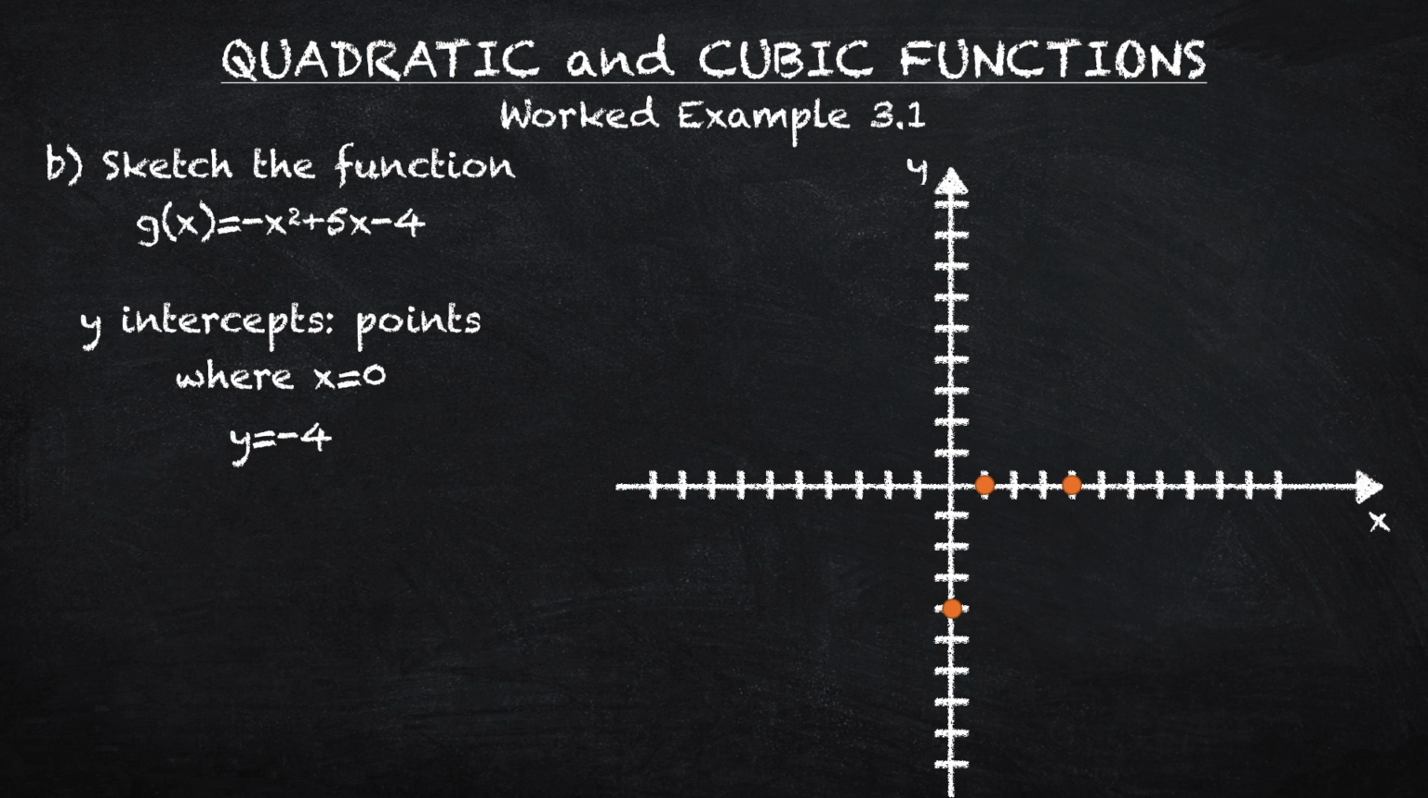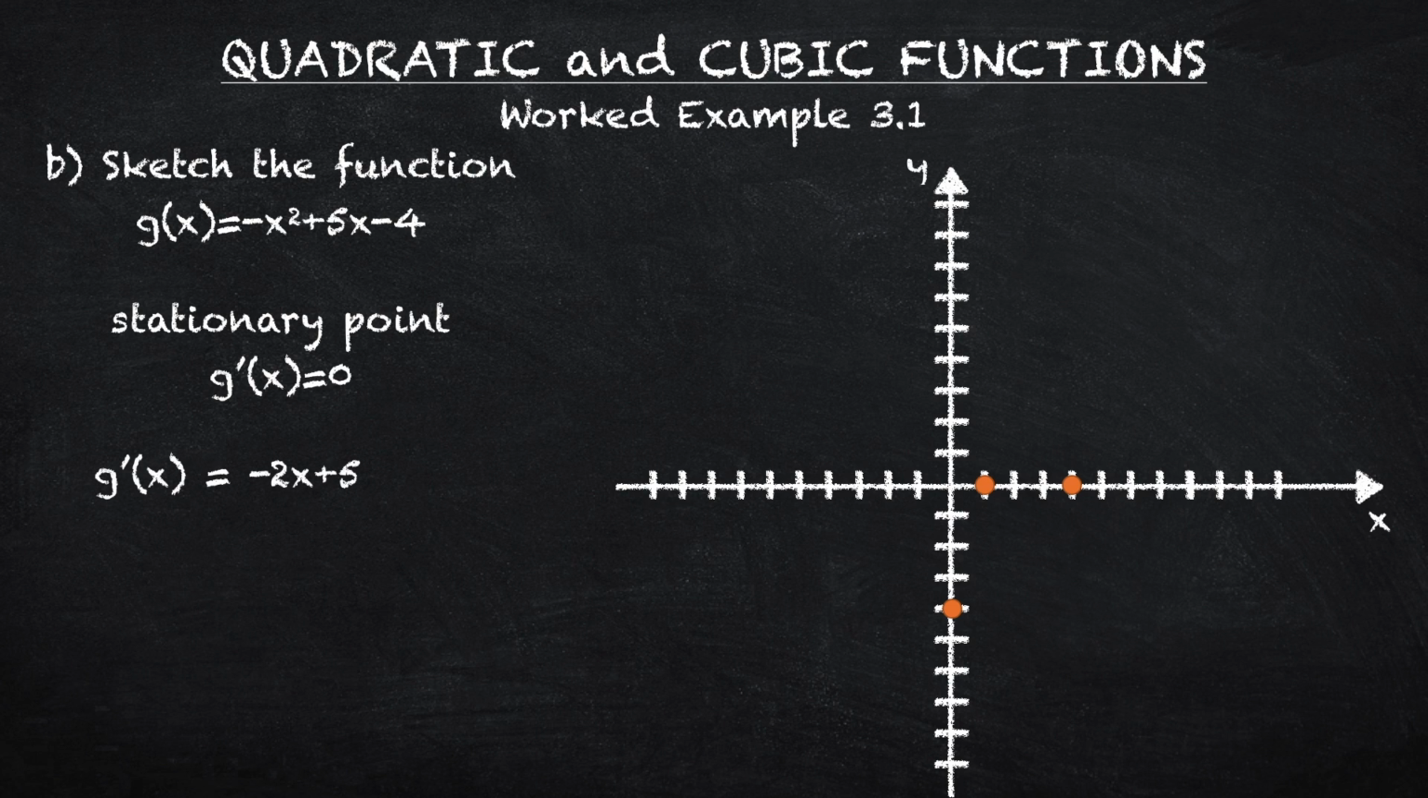The next step is to find the stationary point, which is the point where the first derivative is equal to 0. So we compute the first derivative, which is in this case equal to minus 2x plus 5, and then we write that this derivative has to be equal to 0. This means that minus 2x has to be equal to minus 5, which means that x is equal to 5 divided by 2, which is 2.5.